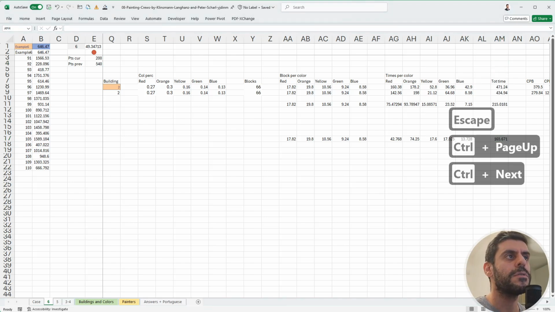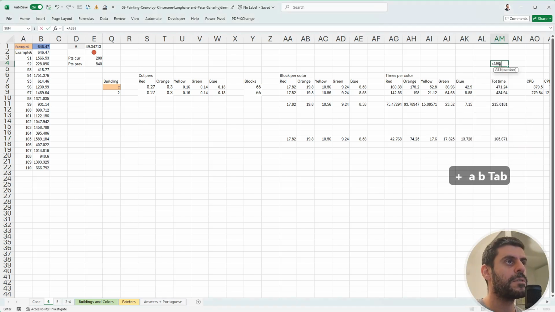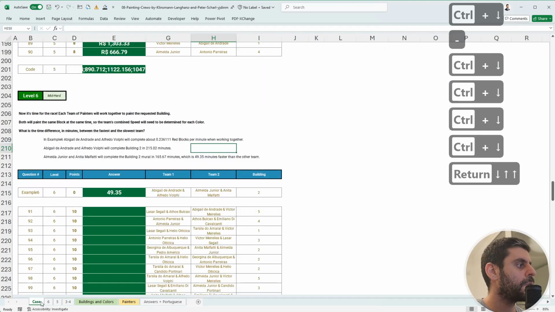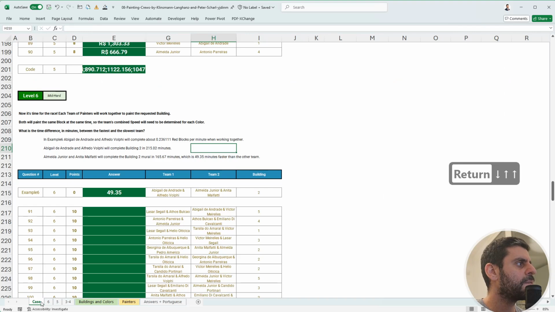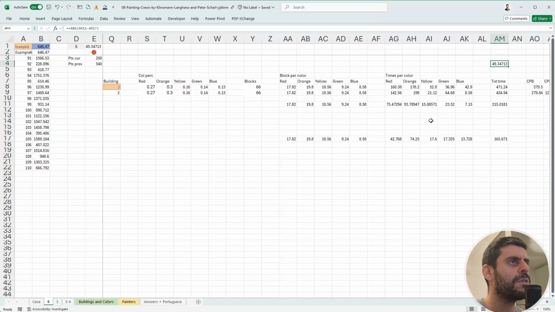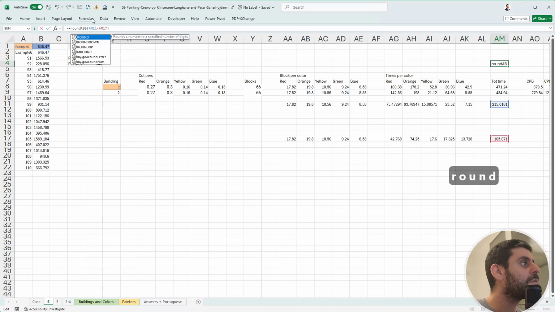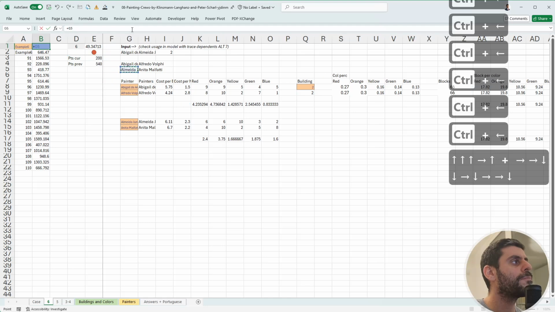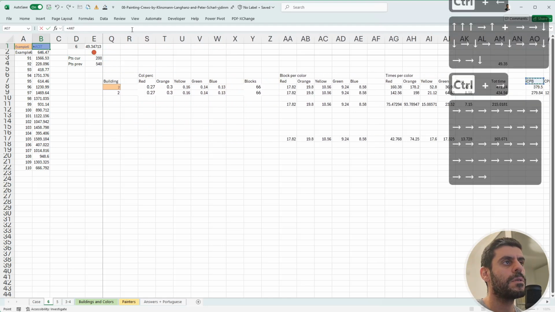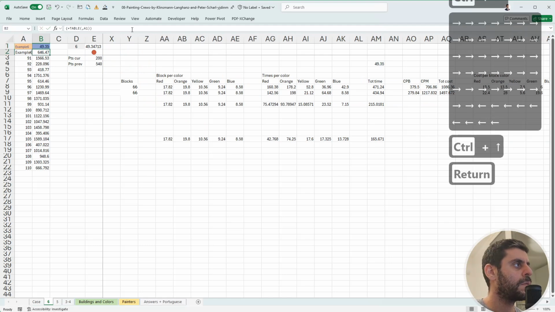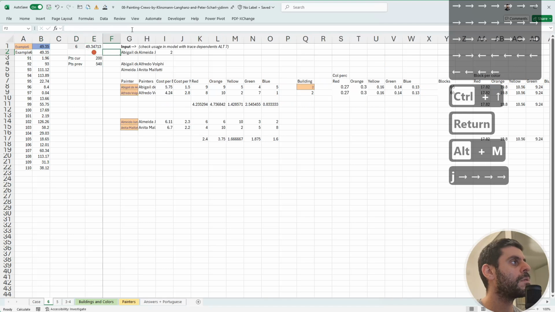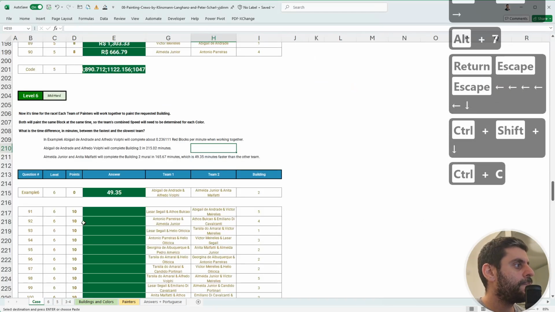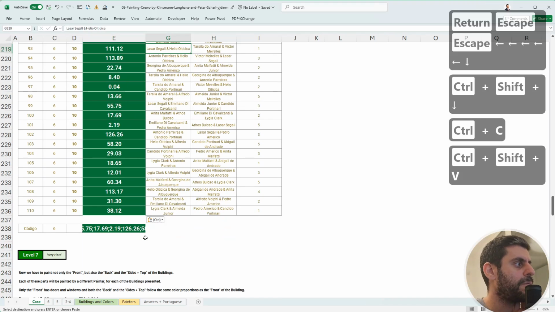$49.35. Time is over. That's a pity. Rounding. No rounding. Let's say 2 decimals. That was a terrible performance.